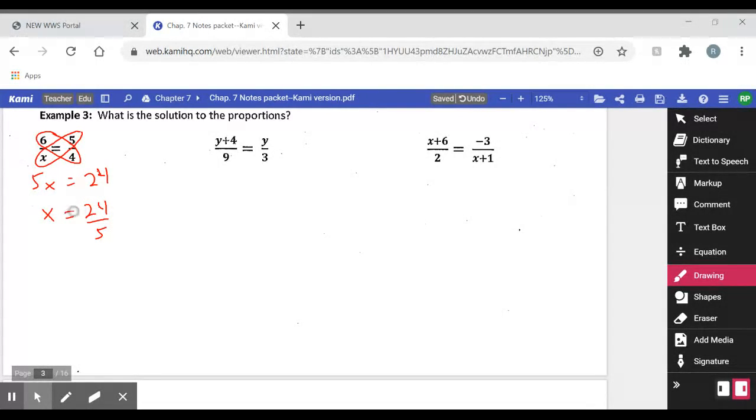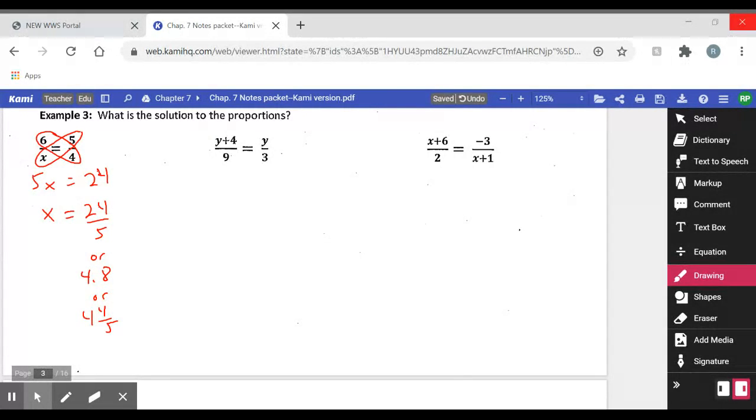But there are different ways you can write these answers. You could say a decimal, which is 4.8, or you could answer as a mixed number, which would be 4 and 4 fifths. So all of those represent the same thing. If they don't specify how to leave your answer, any of those would be fine.